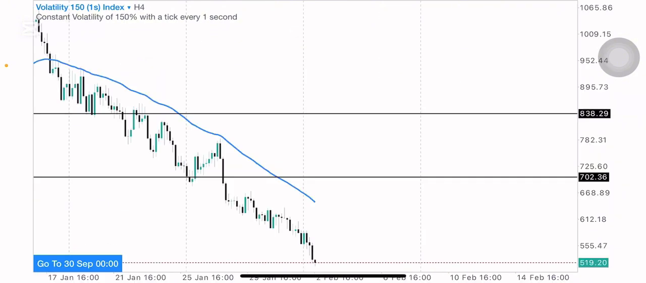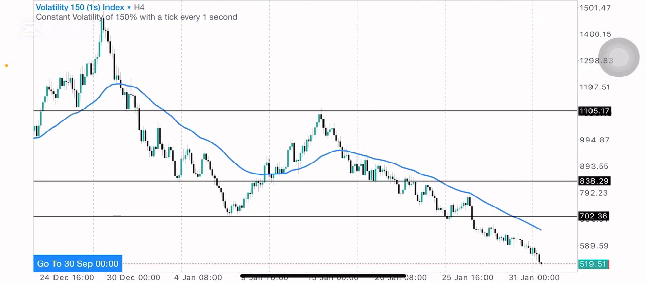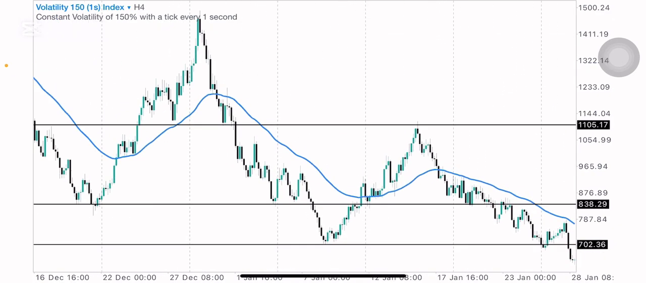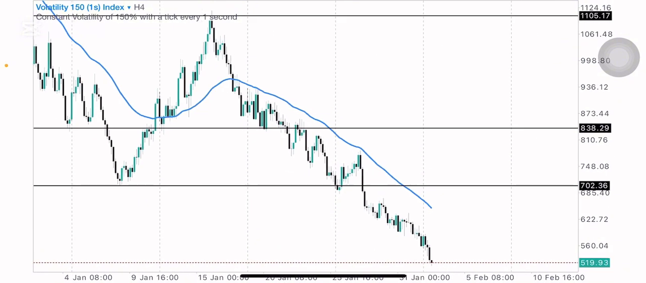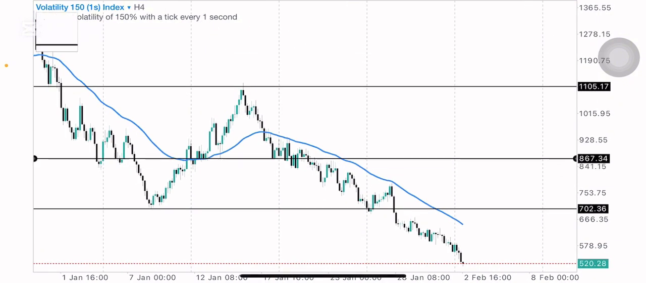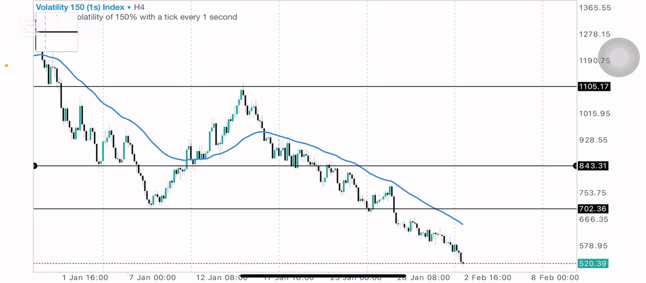So let's see the H4 time frame. Man, this is crazy. I didn't see this. Price has been dropping massively, and there are not many levels to even mark here. So just have this.